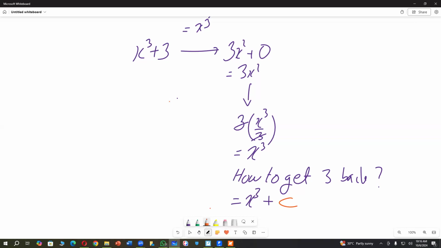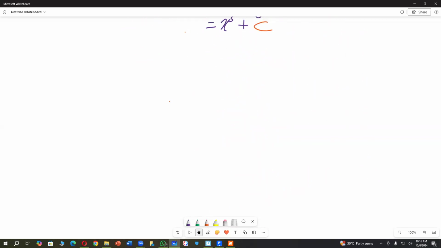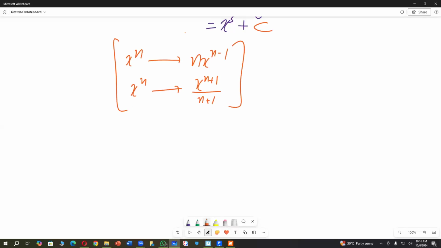Now, if we summarize the introduction of this topic, we again go for three important concepts. The first, integration is the reverse of differentiation. This is x power n. This is differentiation. And this is integration. Integration is the reverse of differentiation.